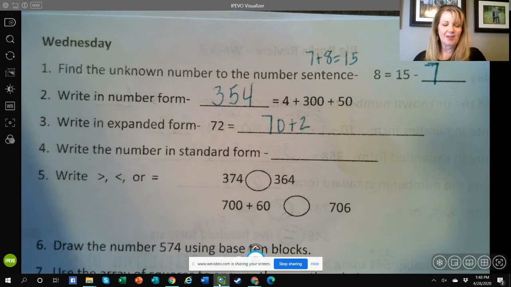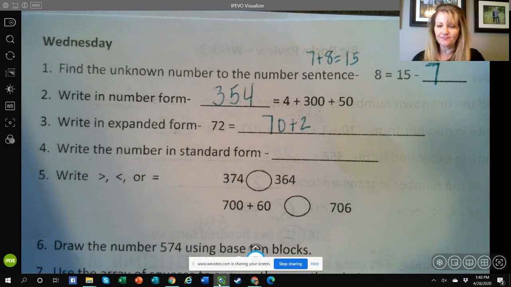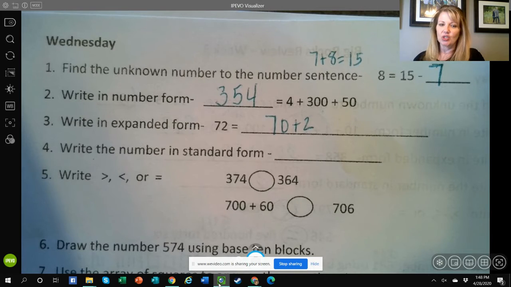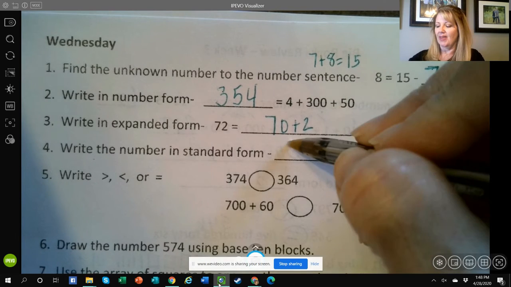Okay, number 4. You ready for today's number? Today's number is 796. Did you get it written down? 796.